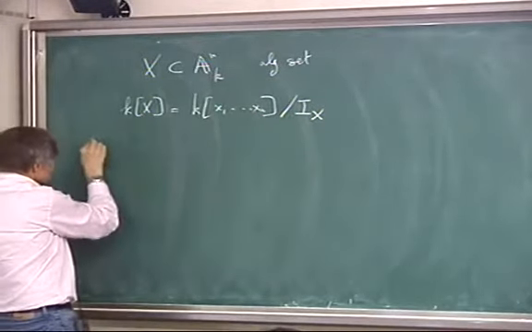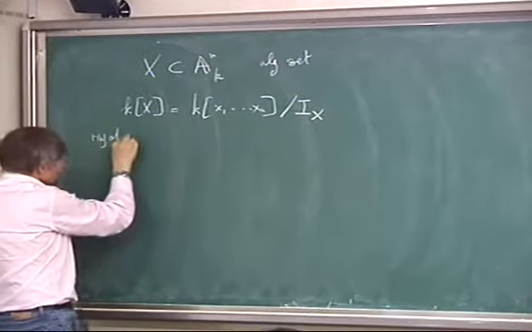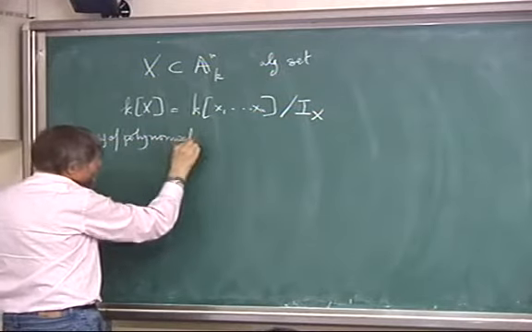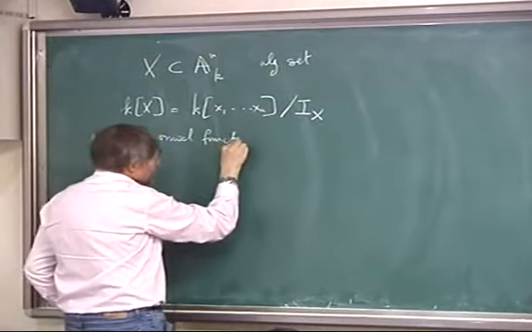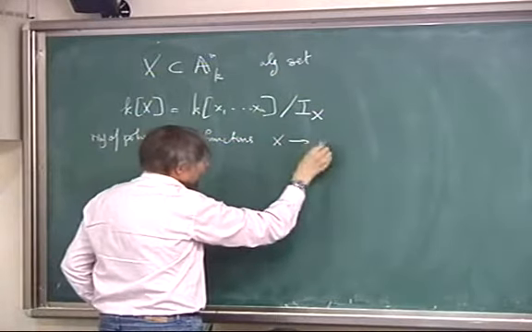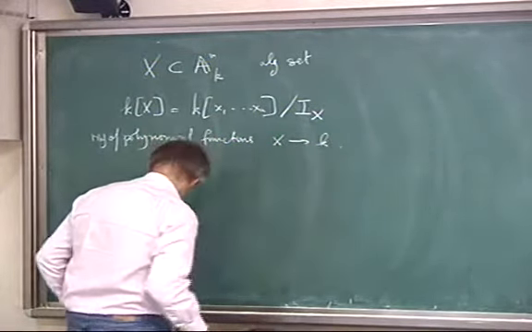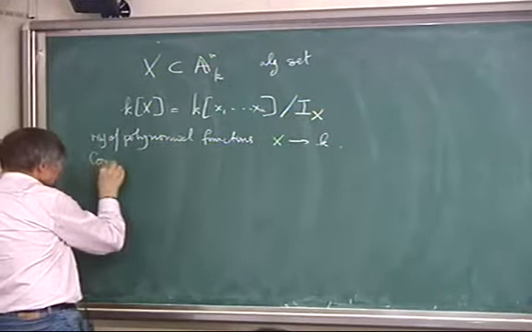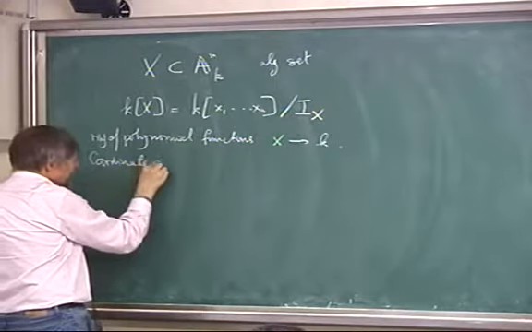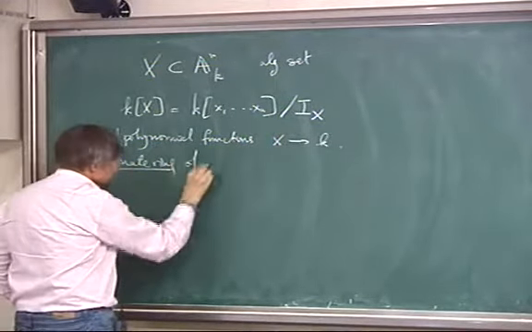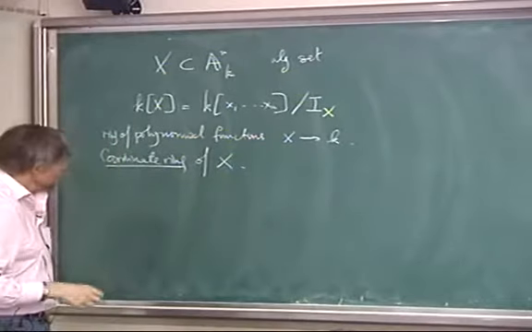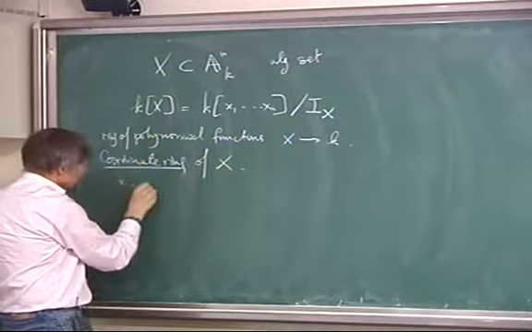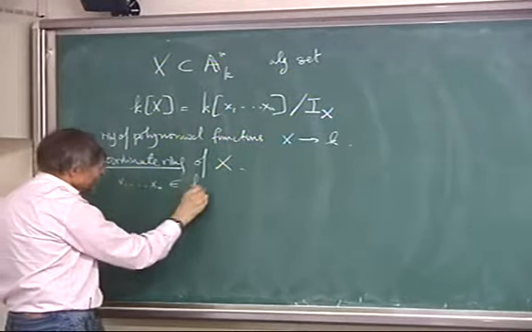So this is the ring of polynomial functions X to k. So this is called the coordinate ring of X. So you can say, coordinate means x1 up to xn. So these are in k[X].